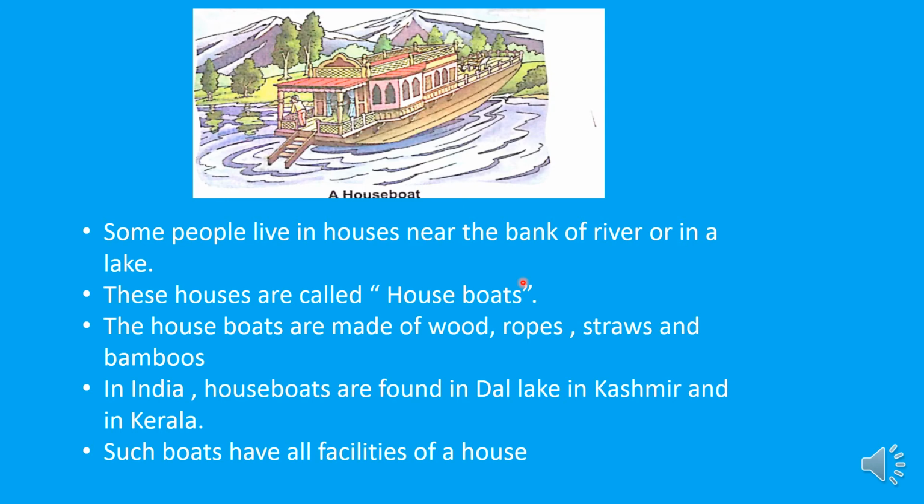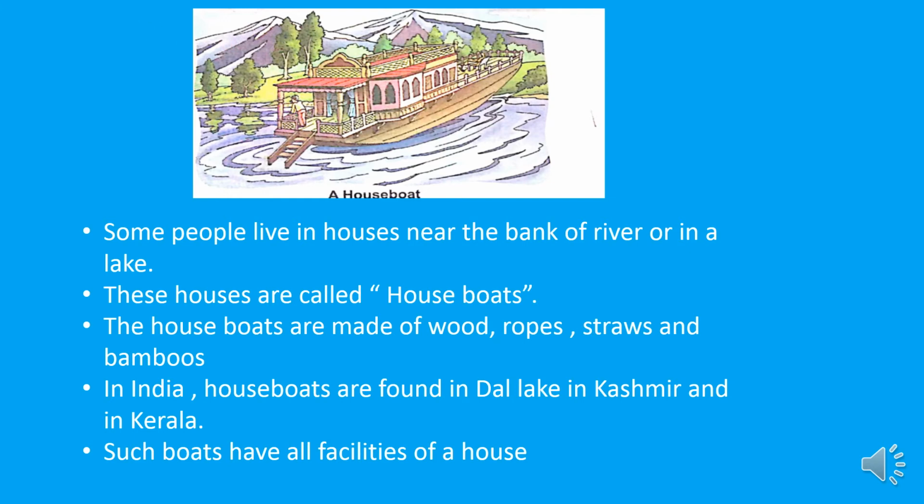A houseboat is a floating house on water bodies like a lake. They vary in size. Some are small and some are big. Some people use these houseboats for vacation purposes, and some families live permanently in the boats.